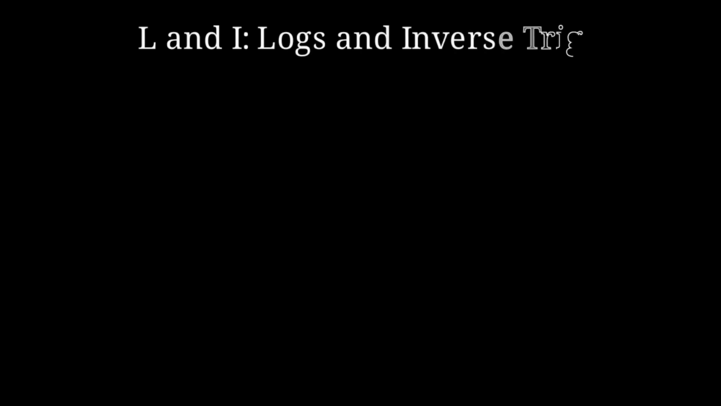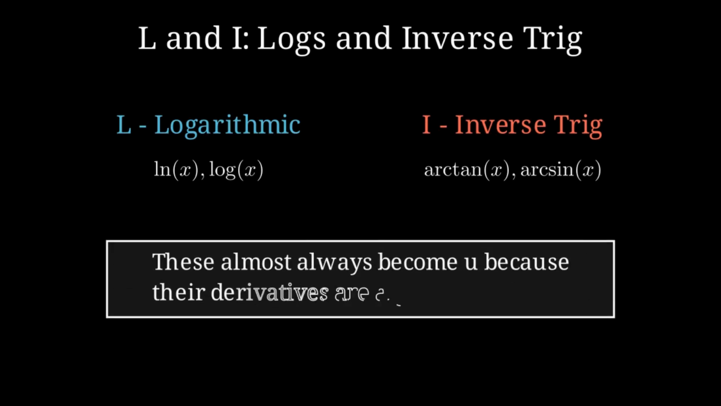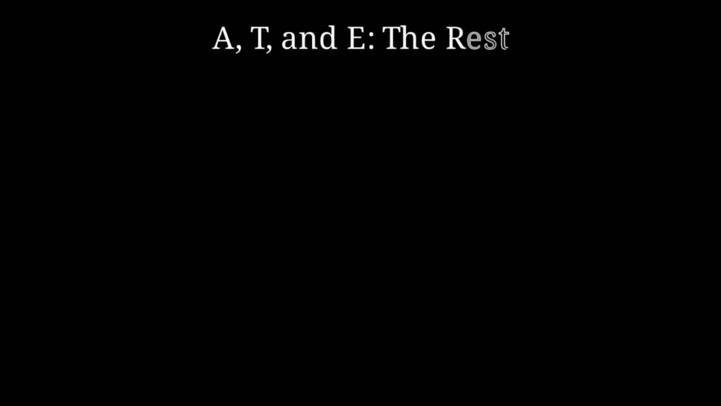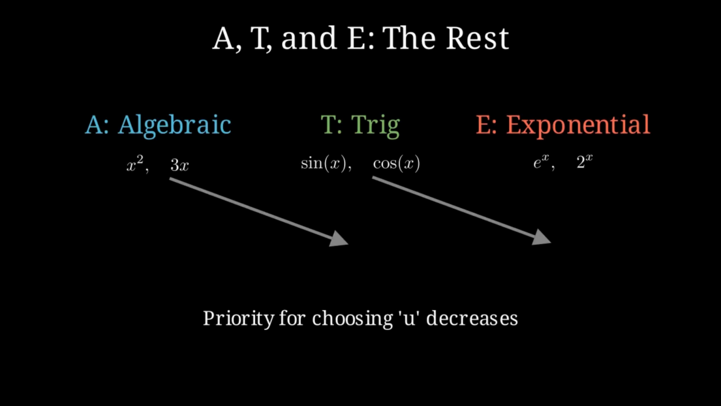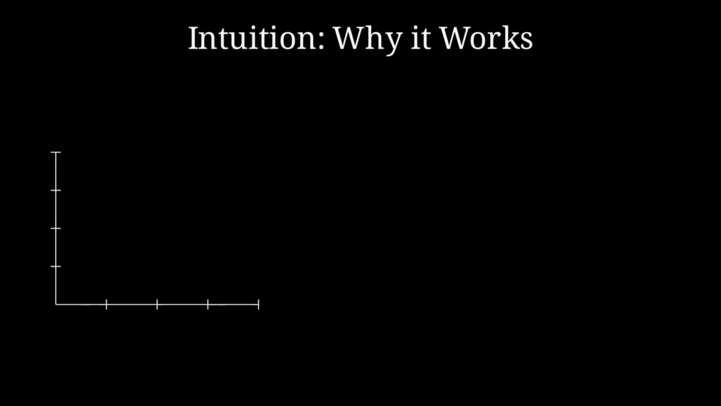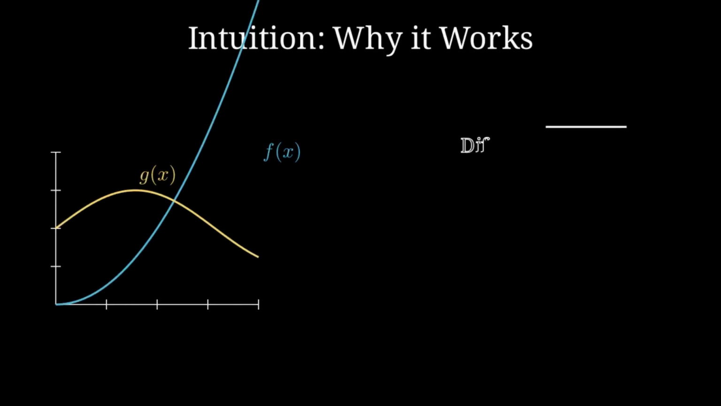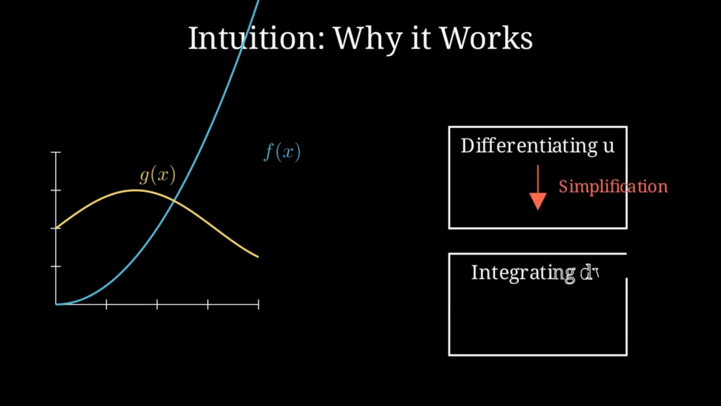Logarithmic and inverse trigonometric functions are at the top. Since we don't have simple integral formulas for these on their own, we differentiate them to turn them into algebraic expressions. Algebraic functions like x squared are versatile. Trigonometric and exponential functions are usually chosen as dv because they are easy to integrate and often cycle back to their original form. The intuition is simple: we want to differentiate the part that breaks down into something simpler, like a polynomial becoming a constant, while integrating the part that doesn't get much harder to manage.